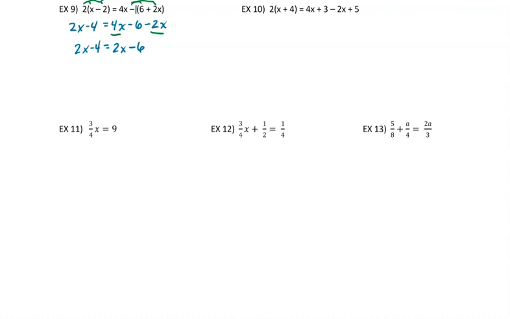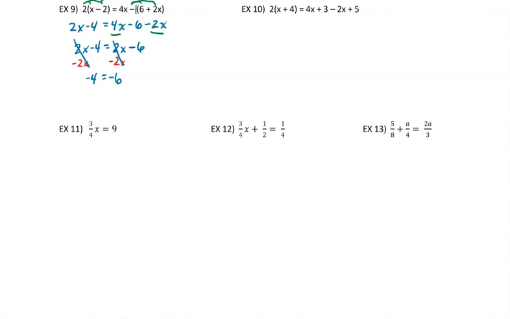All right, next up, we need to get x on one side. And some of you might already be noticing something that's about to happen. So if we want to move x, let's say to the left, then we need to subtract 2x from both sides. But in this case, 2x minus 2x cancels out, so we're just left with negative 4 equals 2x minus 2x again cancels out, we're left with negative 6.